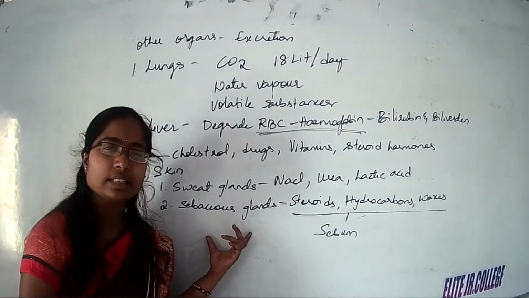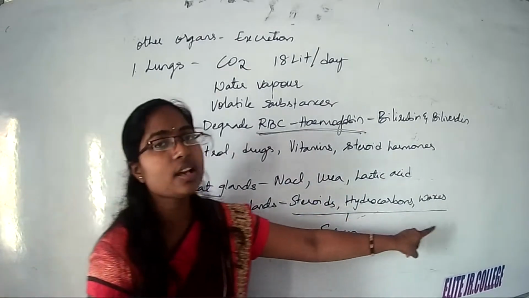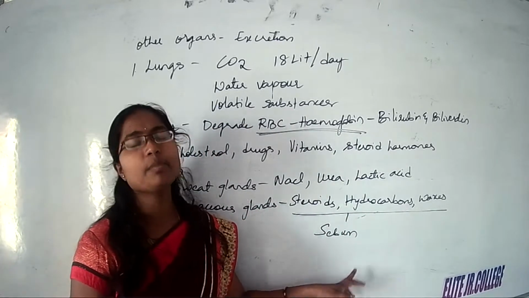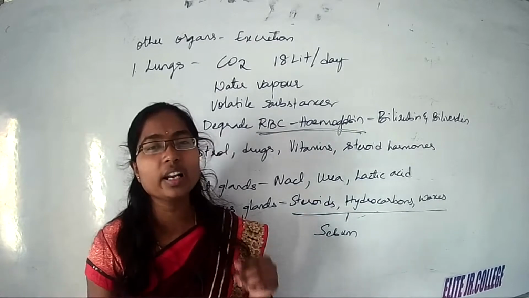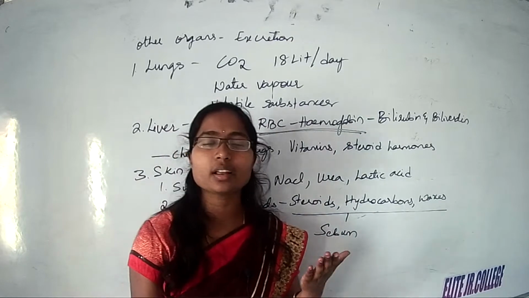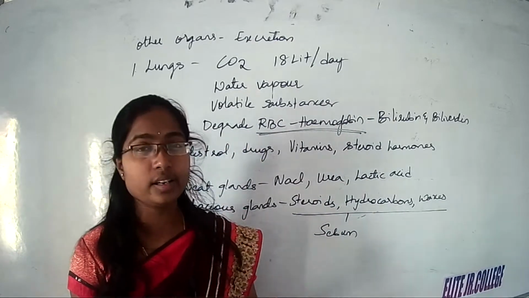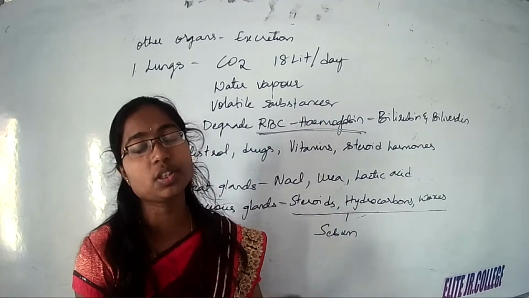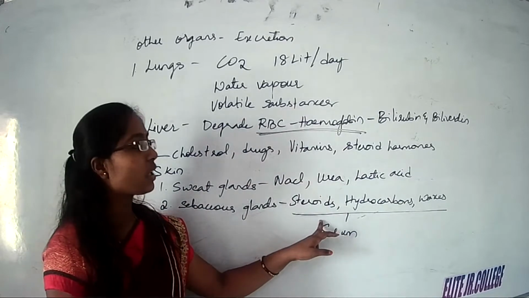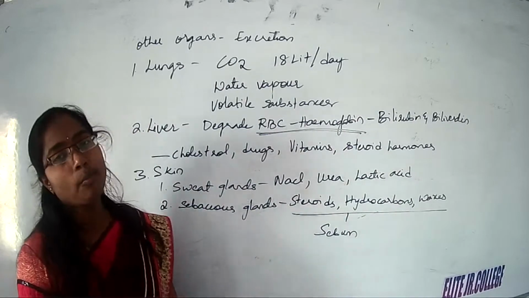Sebaceous glands are also present in the skin. They are going to eliminate steroids, hydrocarbons and waxes from our body in the form of sebum. This sebum is nothing but that oily, sticky substance which is produced on our skin. Generally, any person's skin is going to produce some amount of oil, isn't it? So that oily, sticky substance produced by the sebaceous gland is called sebum, through which steroids, hydrocarbons, and waxes are also eliminated from our body.